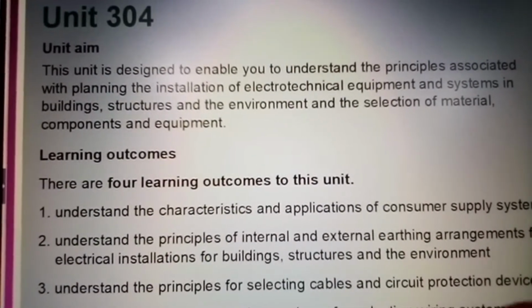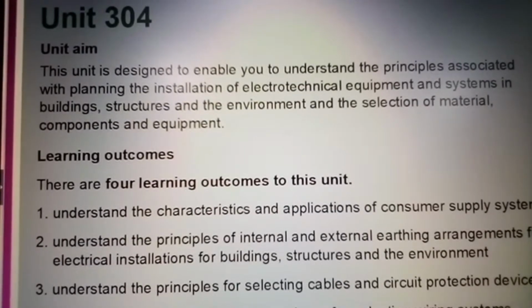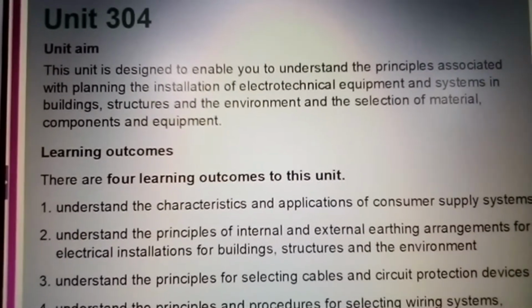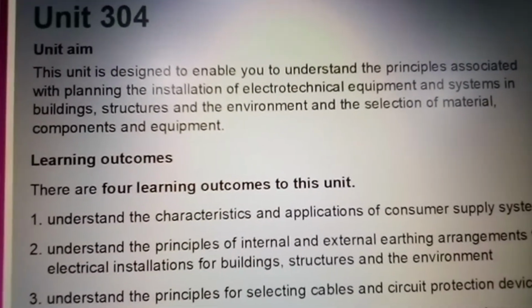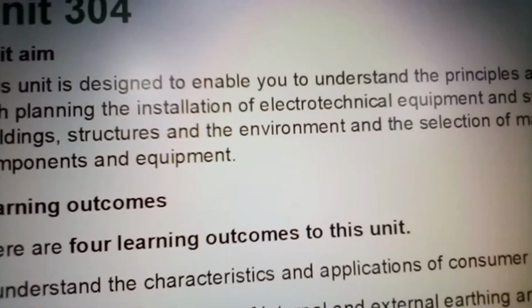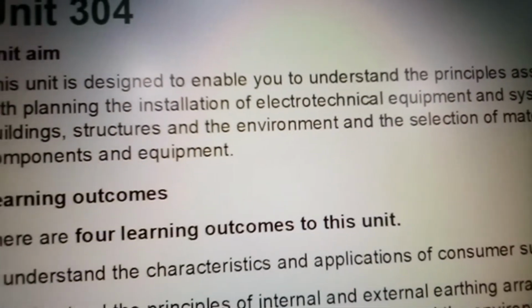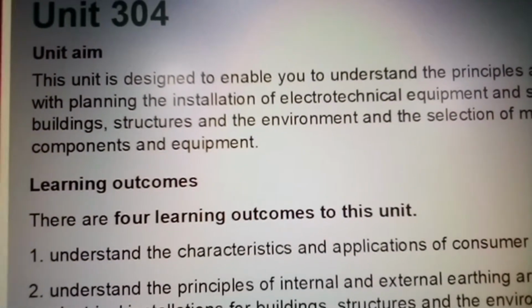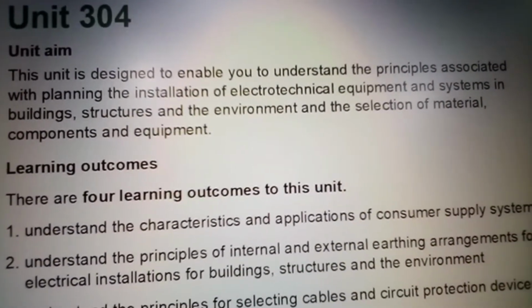And here we have understand the principles of selecting cables and circuit protection devices. Understand the principles and procedures for selecting wiring systems, equipment, and enclosures. Let me just go back, make sure we can get that all in. Now we're going fully, and I will pan to the right a little bit so we can get it in and it can be seen. Now pan out. Make sure everybody can see that.